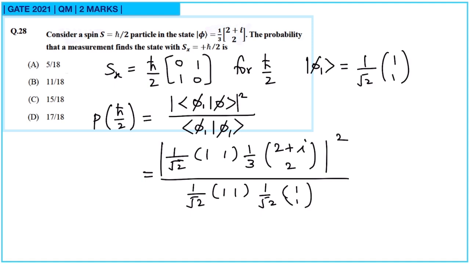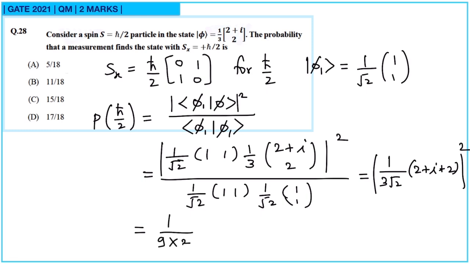So this will be 2 by 2, so the denominator is going to be 1. So this will be equal to 1 by 3 root 3, 1 by 3 root 2, and then we have the multiplication of this, so it will be 2 plus i plus 2. This is 2 plus i plus 2, and then the mod square of all these things. So that is equal to 1 upon 3 square is 9, root 2 square is 2, and this is 4 plus i. So mod of 4 plus i square. So that is 1 by 18, and 4 plus i is 4 square plus 1 square.